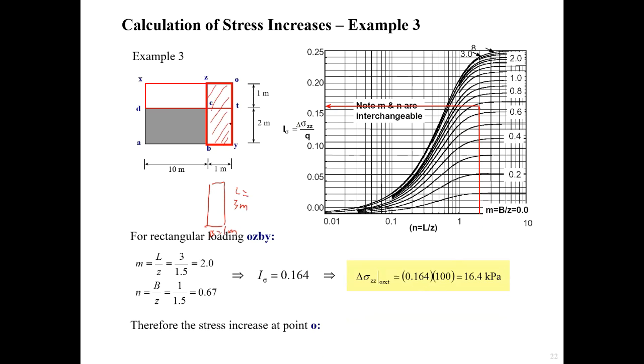Finally, the stress increase at point O will be the stress increase for the big rectangle OXAY, minus OXDT, and minus OZBY, and then plus the small rectangle OZCT. So that's 3 kPa. Yeah, so over here we find the loading OZBY, but over here it's OZCT.